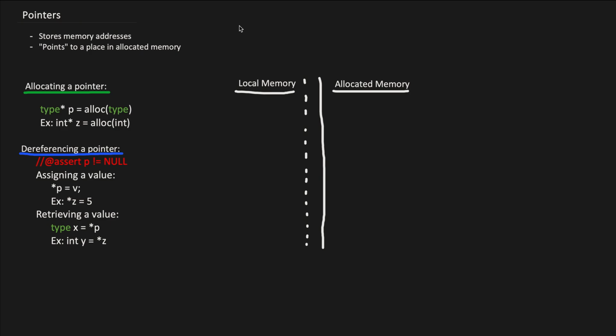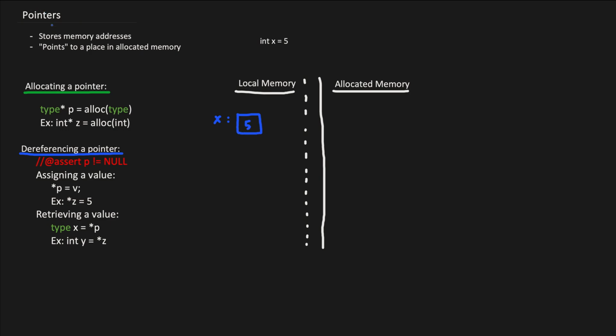So in this video, I want to give a general overview of pointers. So to start, we know that if we want to store some bit of information, let's say an integer value, we can say something like int x is equal to 5. And what this does is it just creates some variable x, and that will point to the value 5 in local memory.